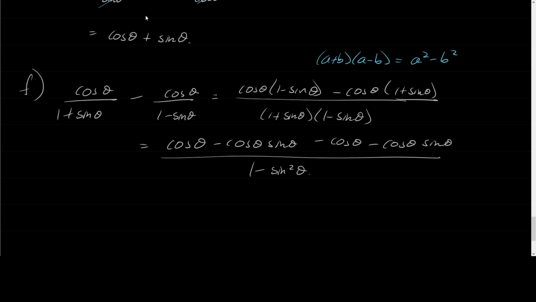Now, let's look at the numerator. What cancels out? I've got cosine theta minus cosine theta. And that's it. That's all that cancels out. But what else happens in the numerator?